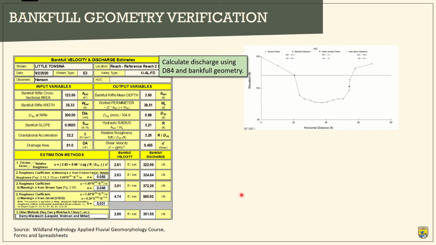This is a bankfull geometry verification. We're going to use the D84 of the riffle pebble count data to estimate roughness. There are several methods of calculating Manning's n. Be aware that some methods may not apply to your stream type. Use the Manning's n and the relative roughness equation and the bankfull channel geometry from your representative riffle to calculate the bankfull discharge.